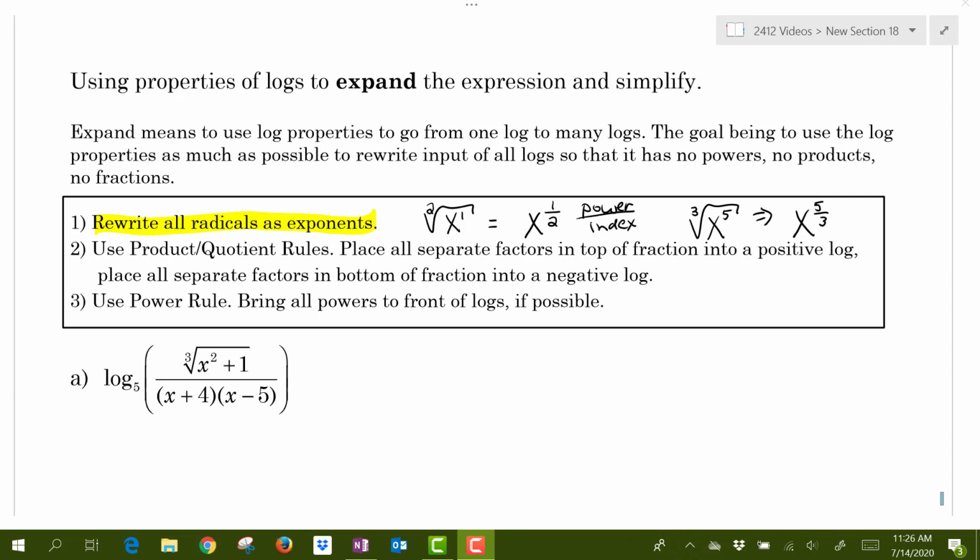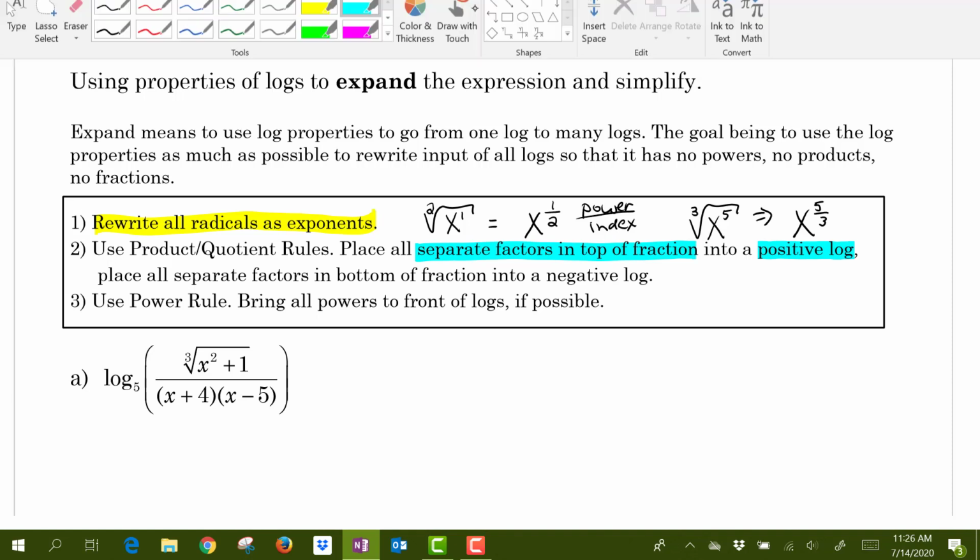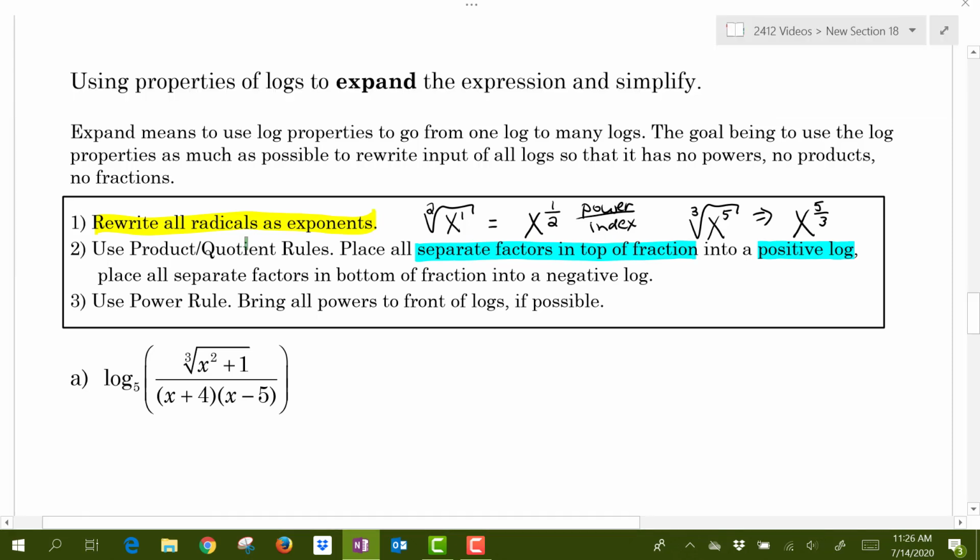in the top of that single fraction on the inside of that log. Factors are things that are separated by multiplication. So we're going to take all separate factors that are in the top of that fraction on the inside, and we're going to stretch them out into a bunch of positive logs. So anything that's at the top of a fraction being multiplied together is going to go into its own separate positive log. What about the things that are at the bottom of the fraction? That's part of the quotient rule. Anything that's multiplied together in the bottom of a fraction is going to be written and separated out into a bunch of negative logs. All right.